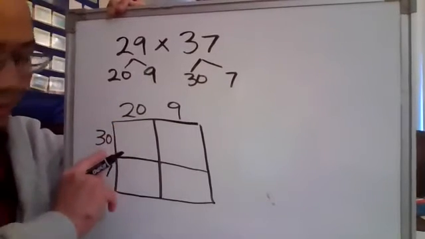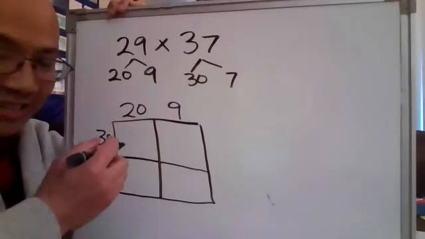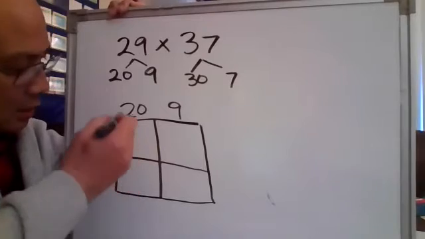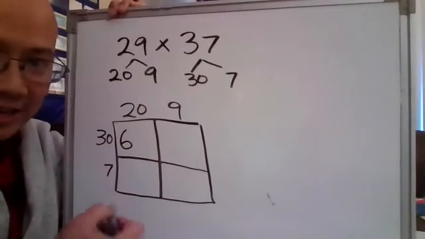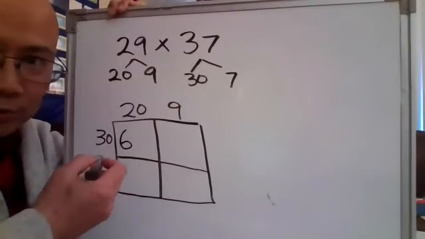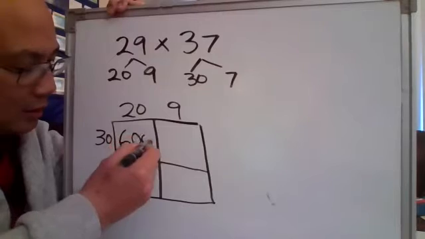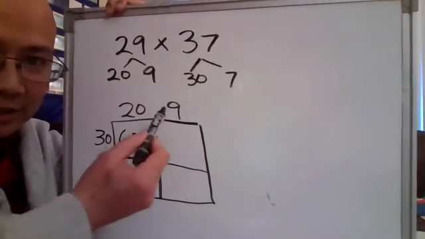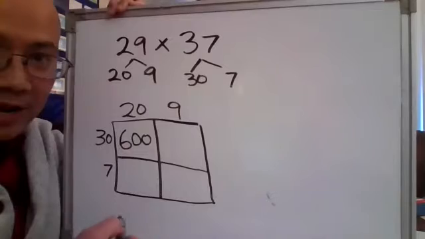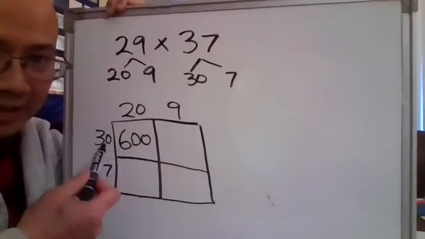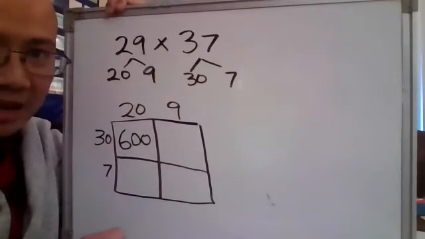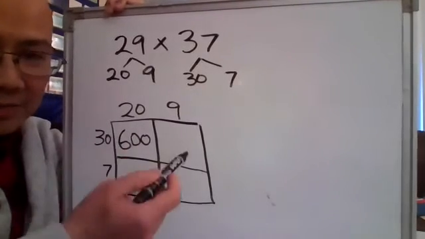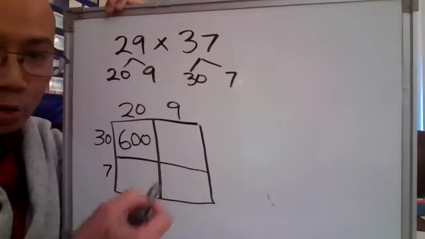Now, 20 times 30. 2 times 3 is 6, and then I have 2 zeros. 1, 2. Now I have 30 times 9. If I have a multiplication chart, I can look at that. I can say 3 times 9. 3 times 9 is 27.